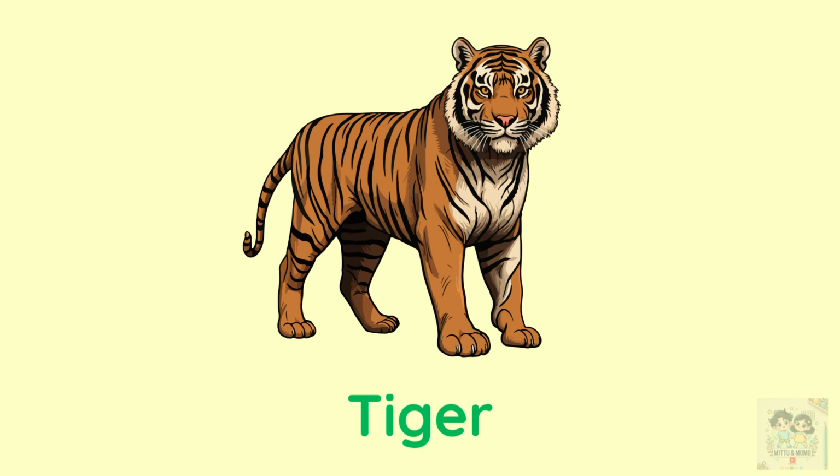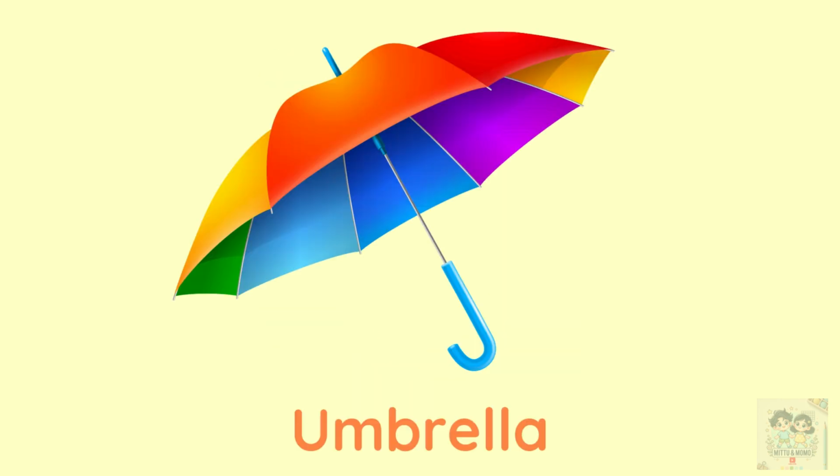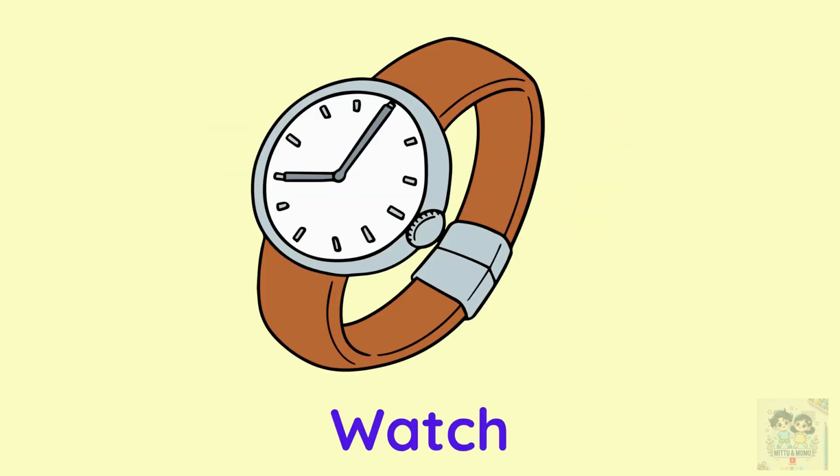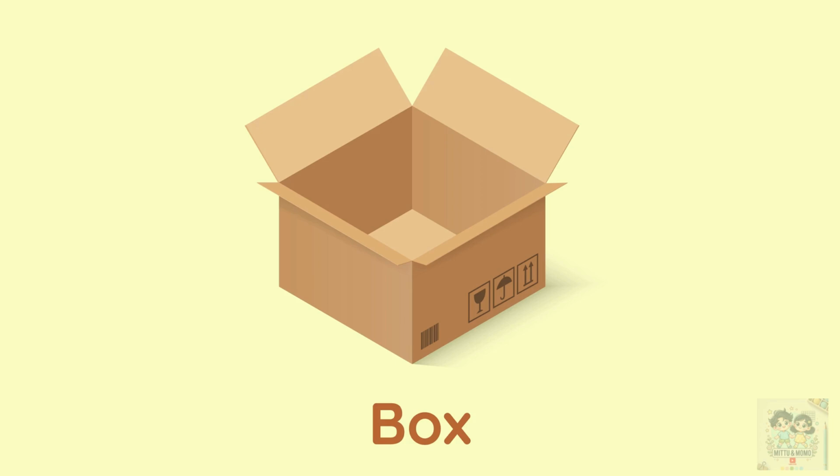T. T is for tiger. U. U is for umbrella. V. V is for van. W. W is for watch. X. X is for box.